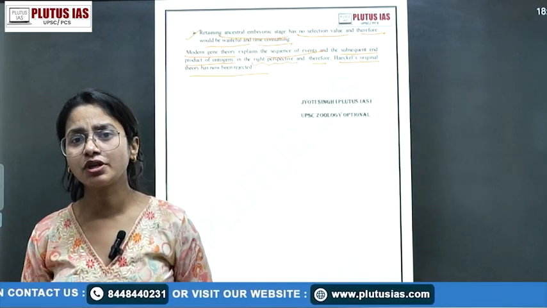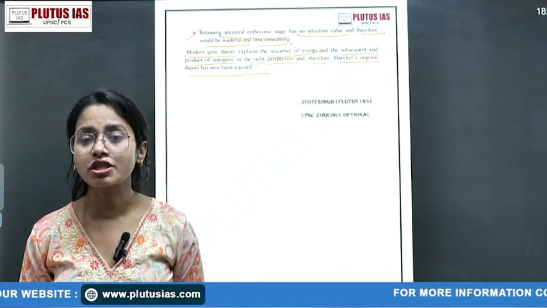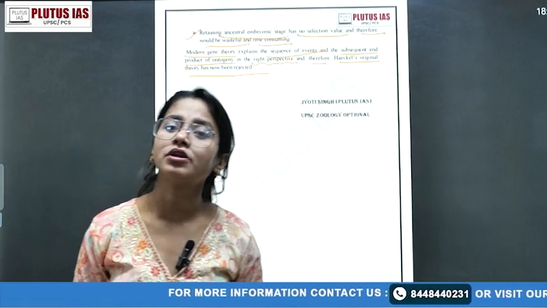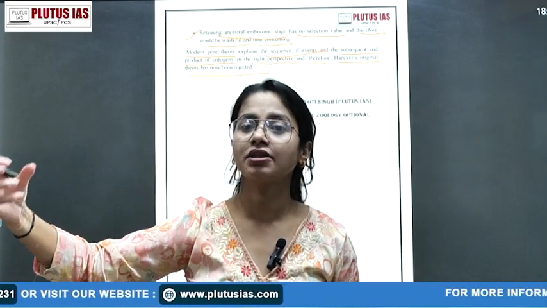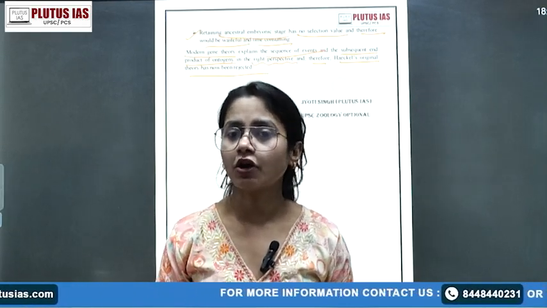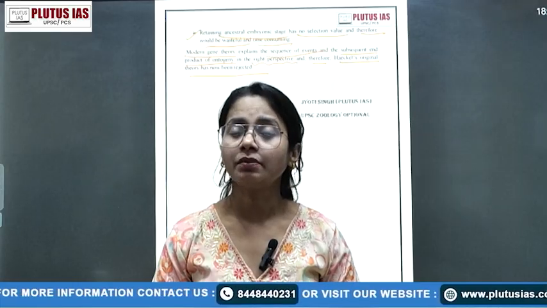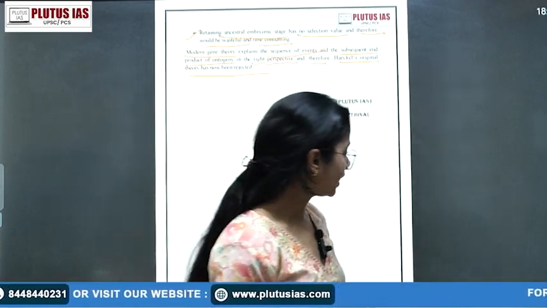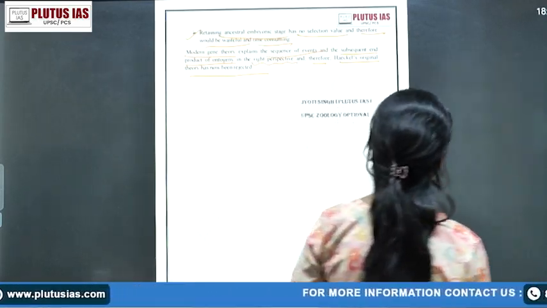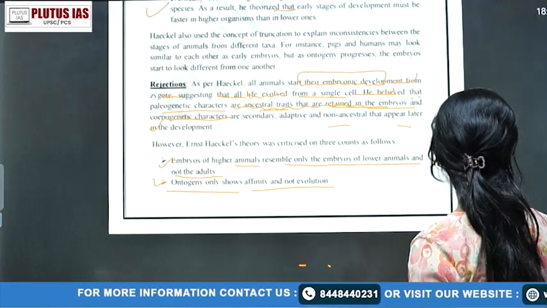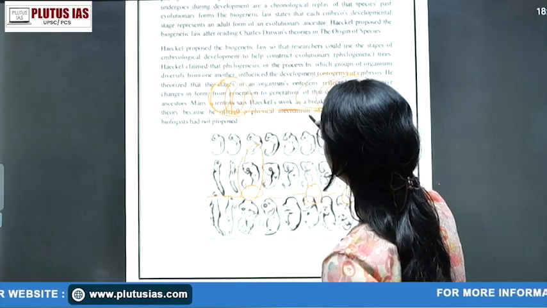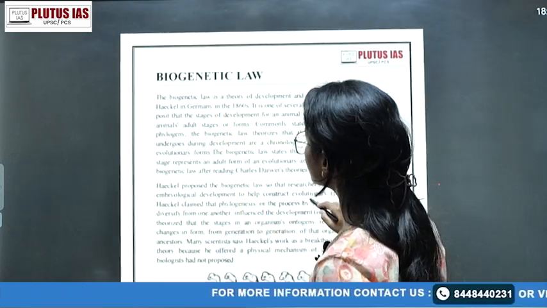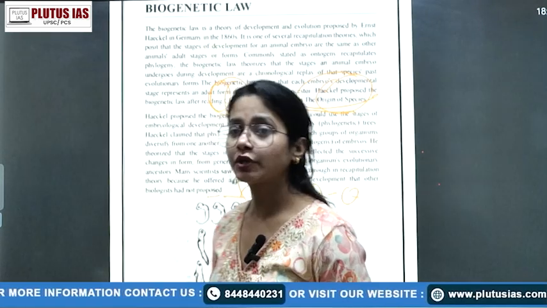So there were some of these theories, but when the gene concept came, they talked about gradual changes which actually occur at the embryonic or genetic level or something like that. So this biogenetic law is actually your indirect evidence of evolution, and it gives one of the evidences of the evolution which occurred at the embryonic stages.